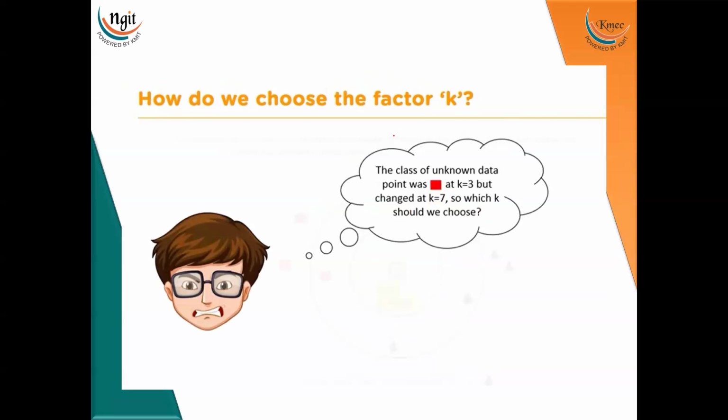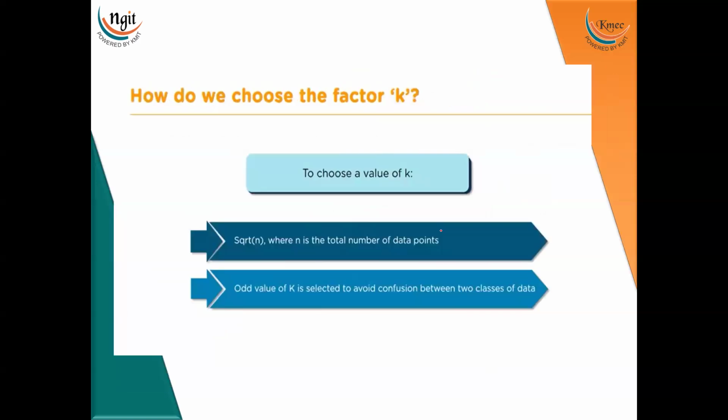Now, you may get a doubt. How do we classify this? When we take K equal to 3, it gives us red as the answer, and when we change it to K equal to 7, it gives a triangle as the answer. So which K should we use? That is a very important factor in the KNN algorithm. So how do we choose the value of K?